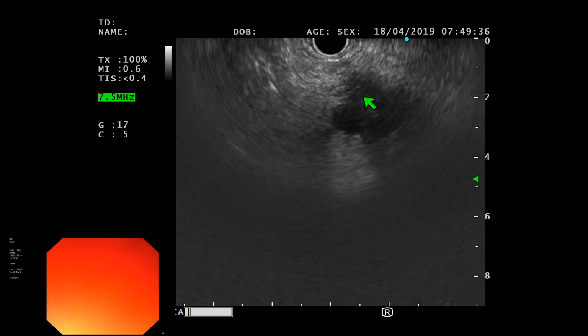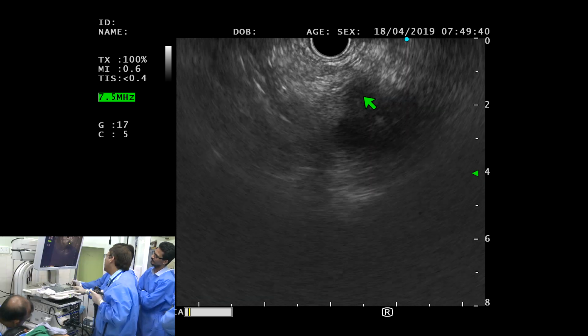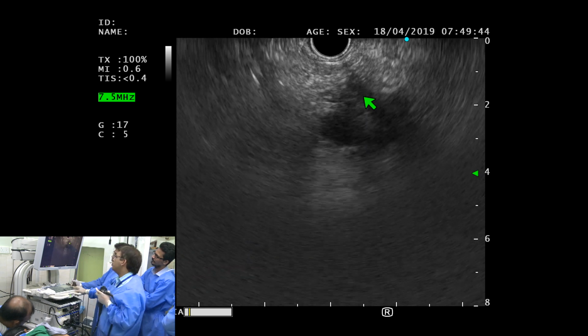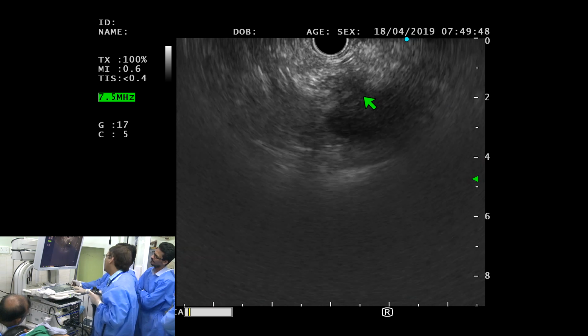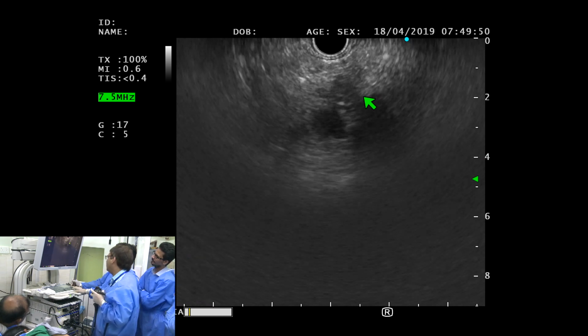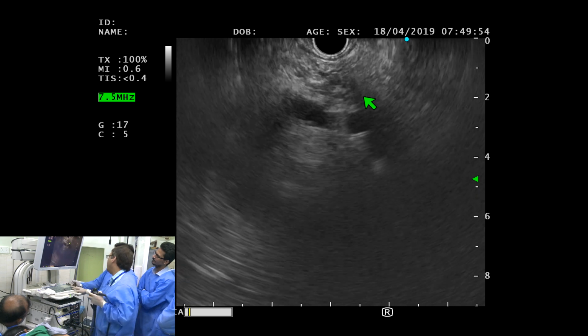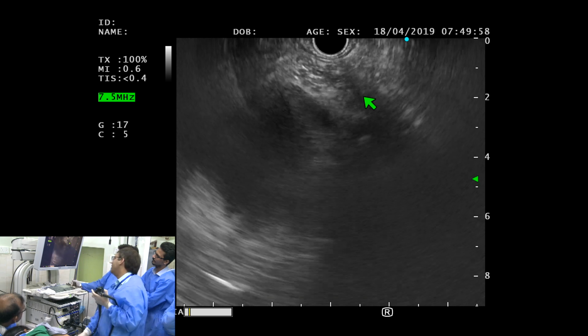Right. So here, this is probably the best resolution we are getting. I can make it smaller, which gives a little bit better resolution, but we can't see the more distal part. So I'm going to go back to between 4 and 6, and to Yasab's point, 5 looks like the best penetration here. Yeah.